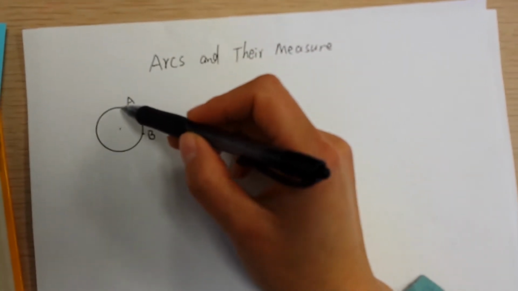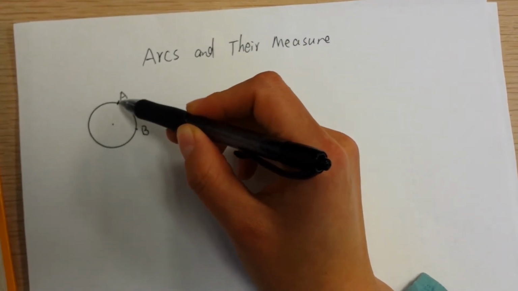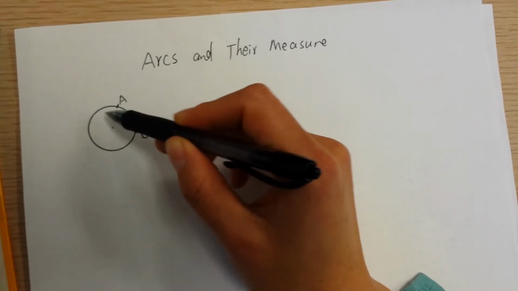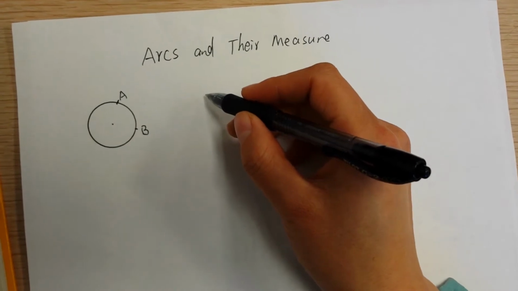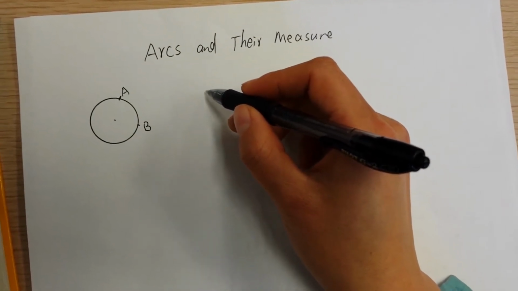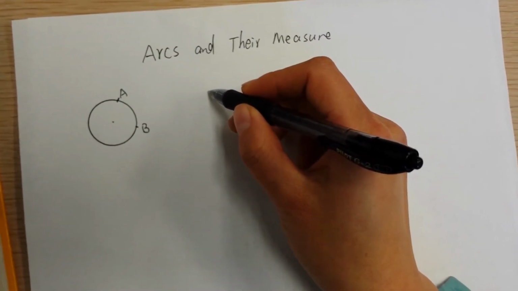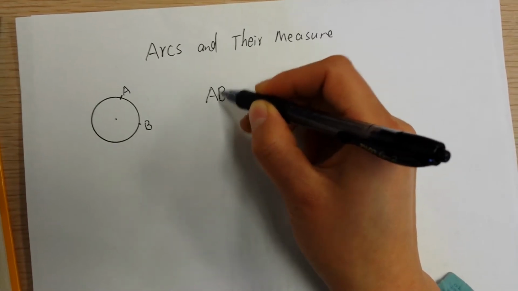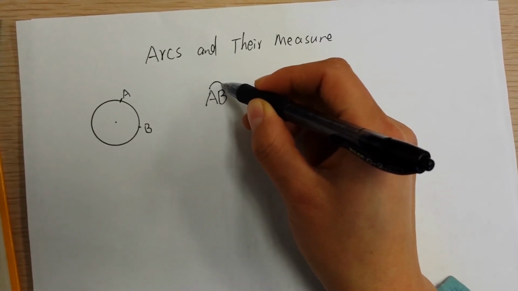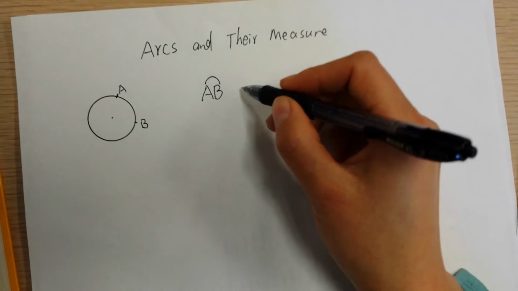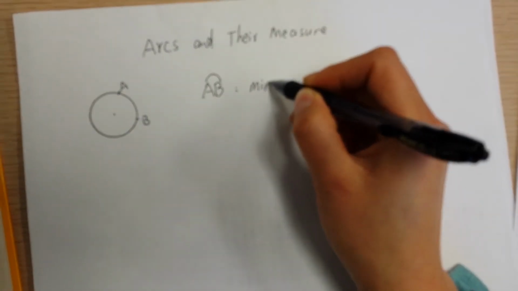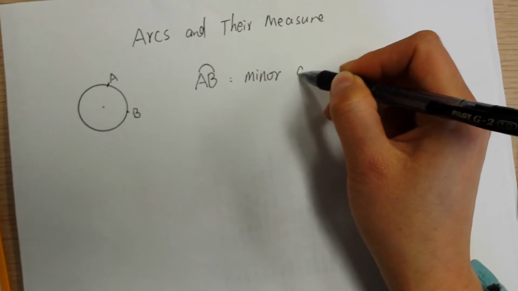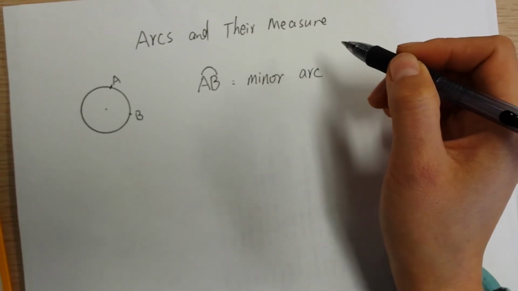But somebody may ask, what about the other way around from B back to A? So we need to have different ways to name these two different arcs, right? So let's use points A and B and put a little arc on top. Let's call it a minor arc because it's a small part.